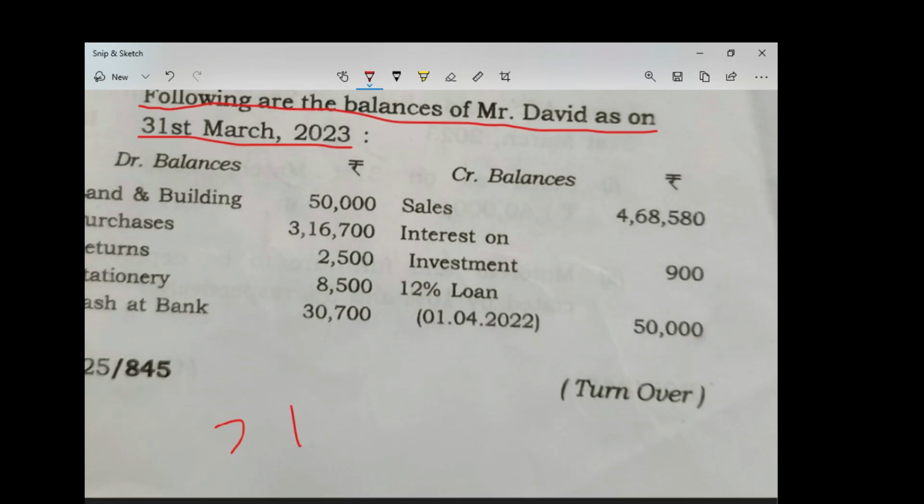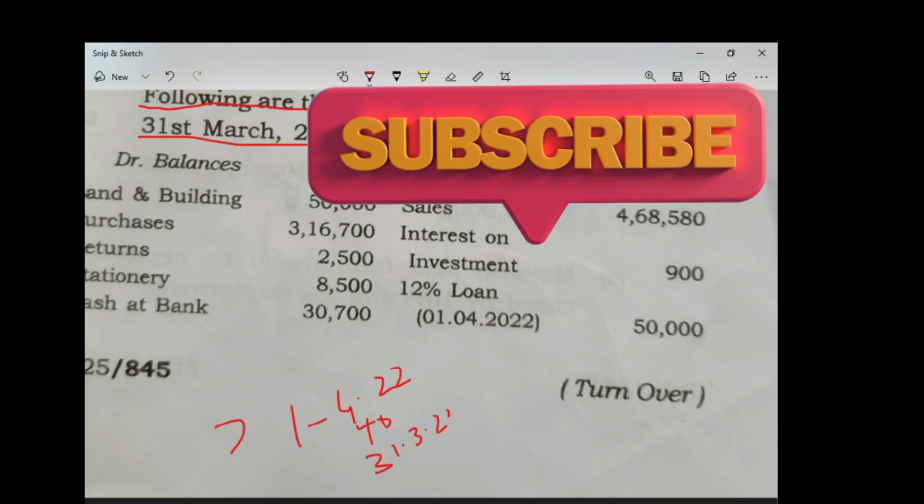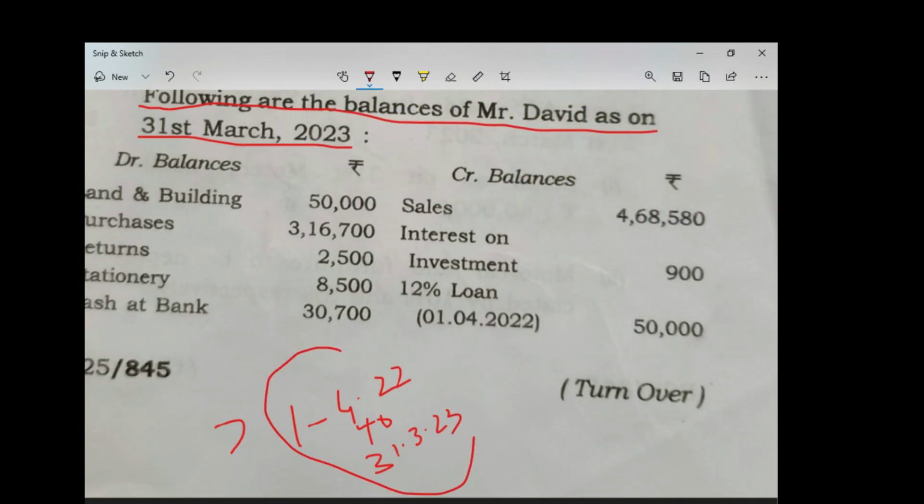It starts from 1/4/22 and ends on 31st 3/23. This is the financial year, the accounting period, and we are preparing the final account of this accounting period. So this is the debit balance and this is the credit balance, or trial balance. And what are the assets and liabilities, income and expenses are given in the question. Let us see first one by one, then we will solve this problem.